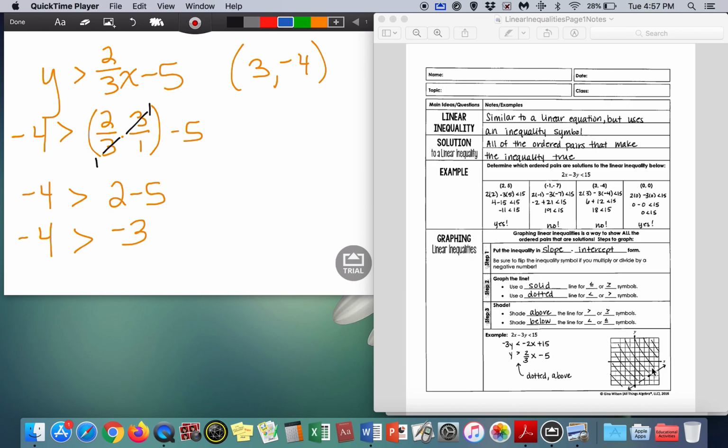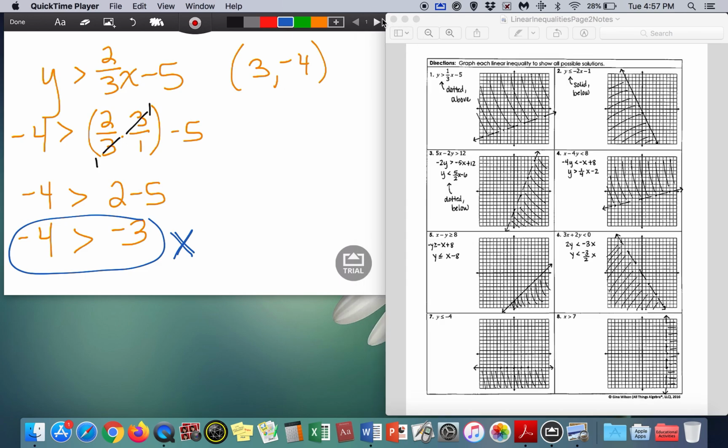And so they're saying negative 4 is greater than negative 3. Well, you know what? It's not. The closer you are to 0, the bigger you are. Negative 3 is actually the bigger number. So this did not work. So the side that doesn't get shaded, those points don't work. Any of these points down here you try, they're not going to work. Every point up here that you try is going to work. And that's why that side is the shaded side.